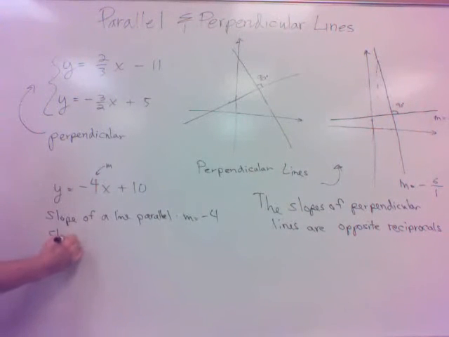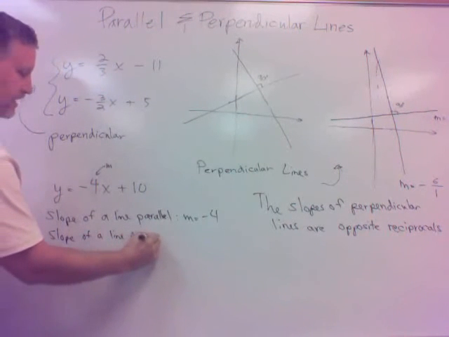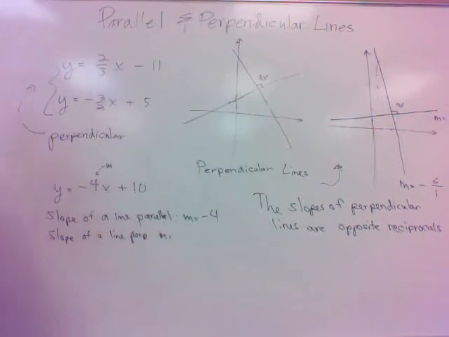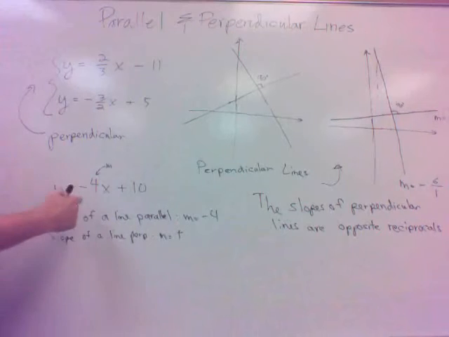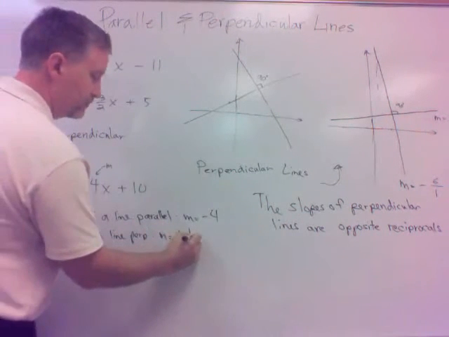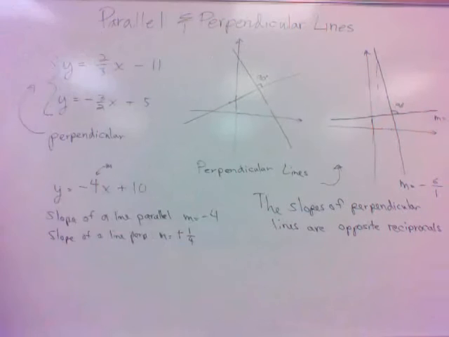What about the slope of a line perpendicular to that particular line? What would that slope be? It'd be a positive because it's negative 4, so it'd be a positive slope, and then flip that over. That's 4 over 1. So flip it over, it'd be 1 over 4. Okay? With me on that? Make okay sense there. All right.